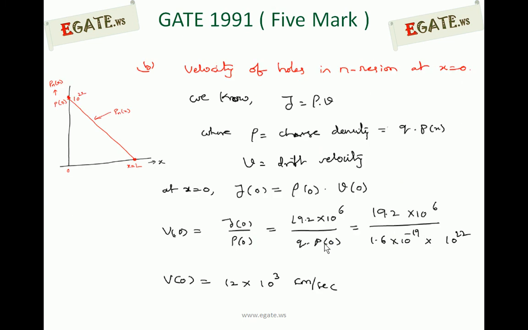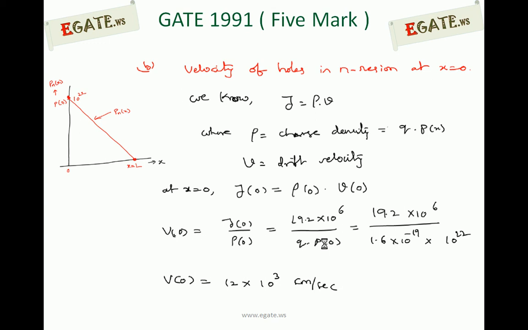Next, the velocity of holes in the N region at x equal to 0. We know the relation between velocity and current density. Current density is the product of the velocity of charge carriers multiplied by the charge density. J equal to rho into V, where rho is the charge density. We can write the charge density as q into p of x. Velocity is nothing but the drift velocity of charge carriers.